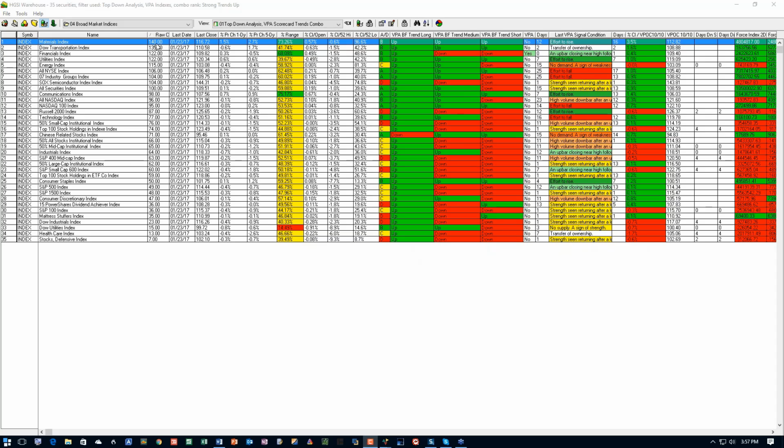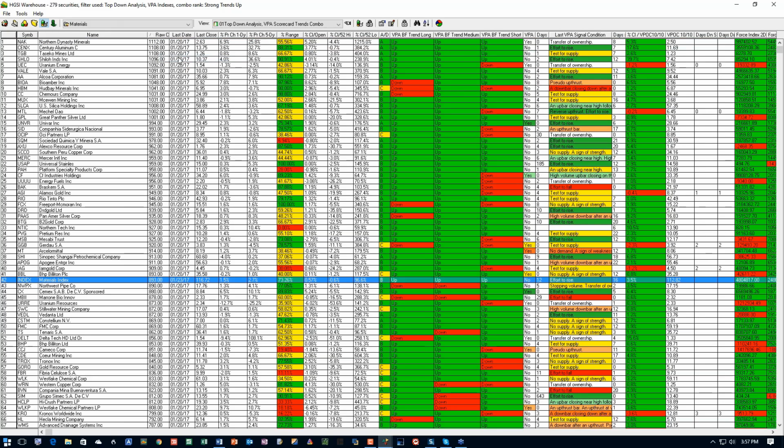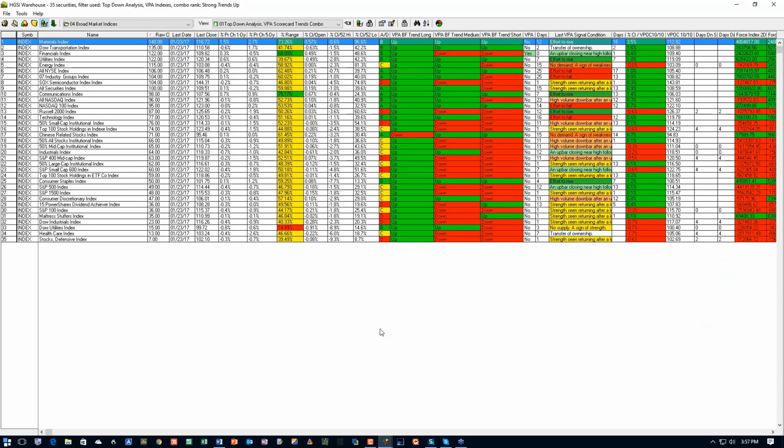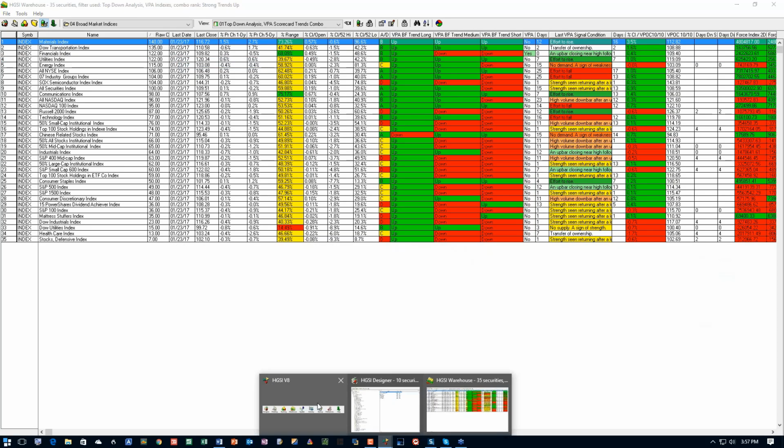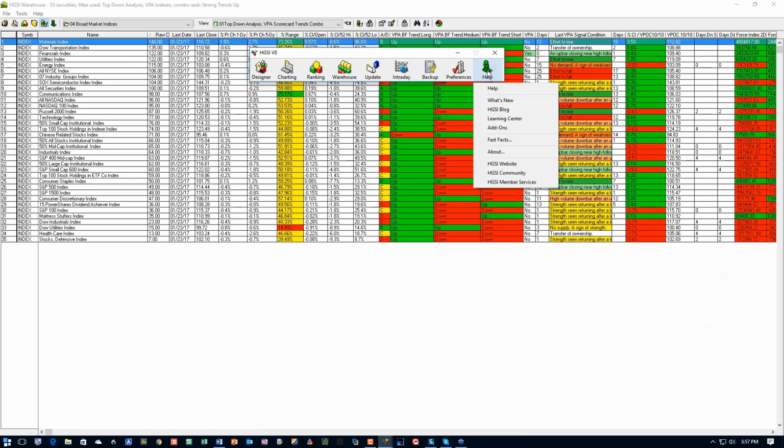Now I'm going to go into the materials index, and all I did was a right mouse click. Before I forget the question, if you go to your help file and you select what's new, you're going to have the PDF. It's right there.